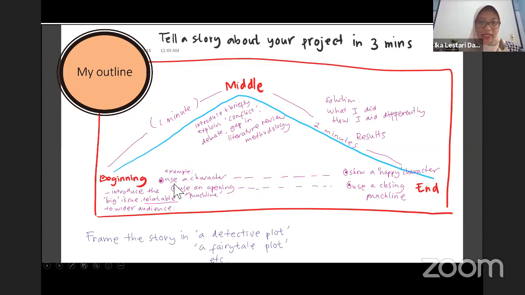So I set my presentation in 3 stages, the beginning, the middle, and the end, like a story. And at that time, because my project is about story itself, I'm talking about story in a story outline. In the beginning, just like a story, I introduce the big issue, why I need to do the research. And then I have to make sure that this issue is also relatable to my audience.